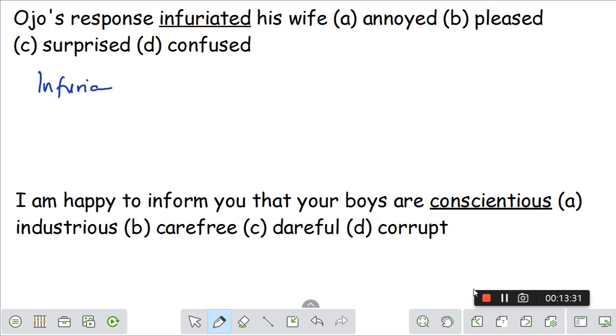Option A, annoyed. That would have been the answer if we were looking for synonyms, or that which is nearest in meaning. Option B, pleased. Pleased means you make the person happy. You don't make the person angry. Surprised, it cannot be the answer. Confused, no. So since we are looking for opposite in meaning, our answer here is option B, pleased. You make the person happy. So let's look at the last question before we round up today.